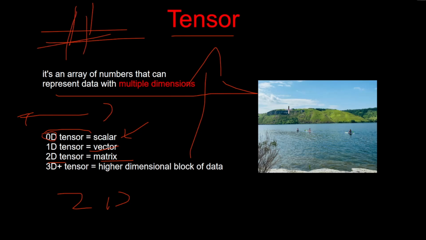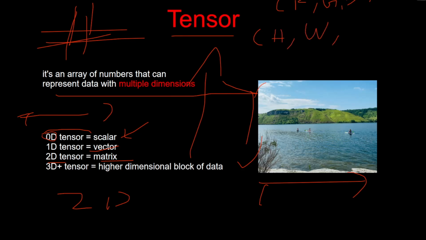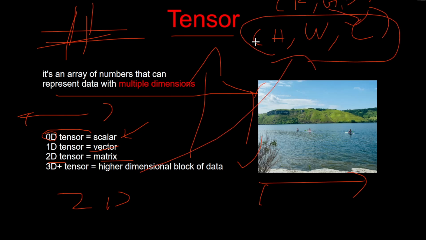Let's take an example of an RGB image. Each pixel in this image will have red, green, and blue values, and this image has a height and a width. So the image can be represented by the height and width of the pixels and the channels, the RGB values. So this is technically a three-dimensional tensor.